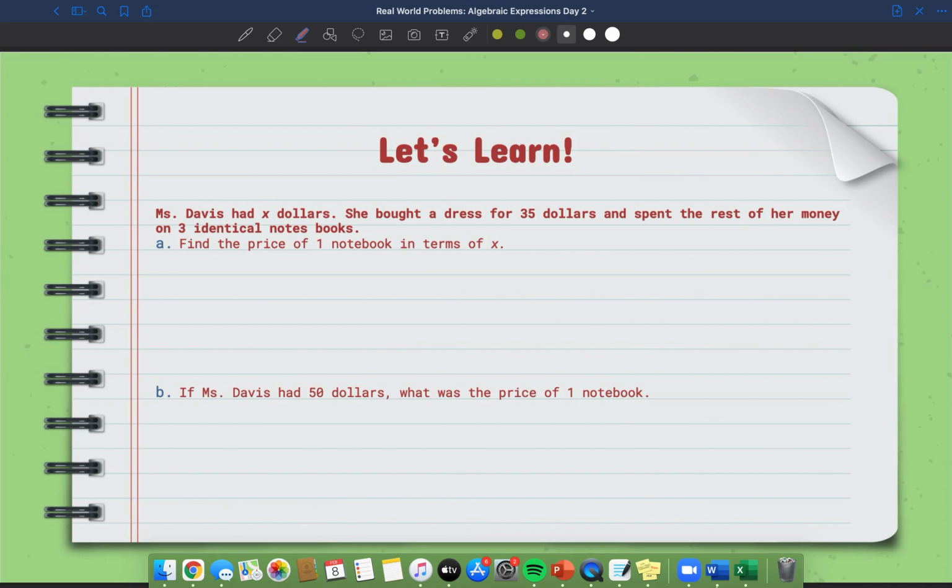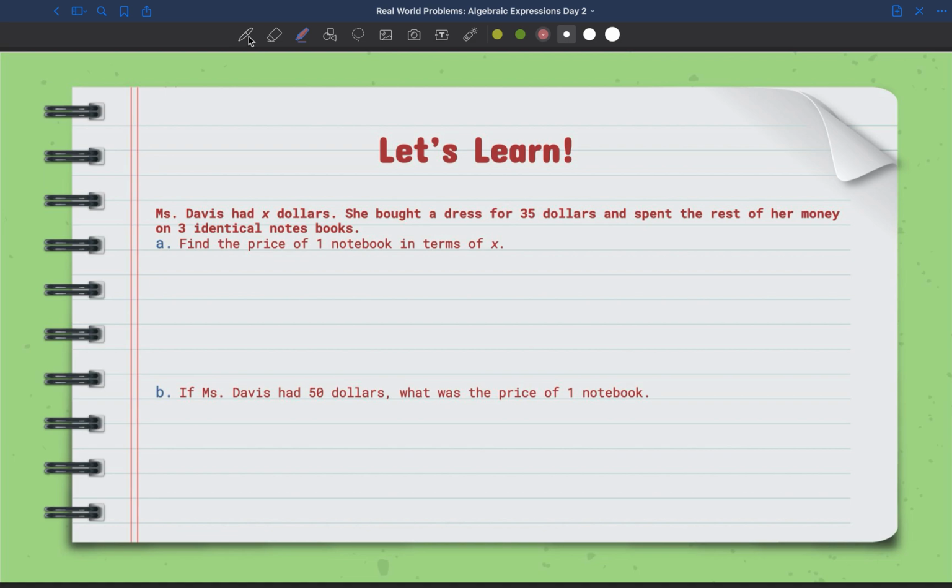Looking at number 1, it says Miss Davis had X dollars. She bought a dress for $35 and spent the rest of her money on 3 identical notebooks. It's important to highlight all the key details when we are working with algebraic expressions and real-world problems.